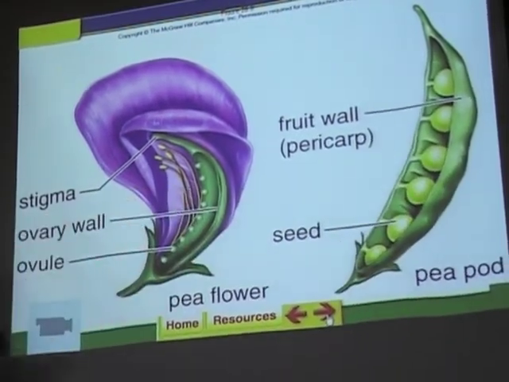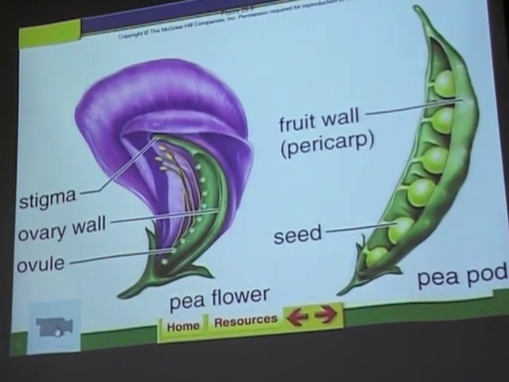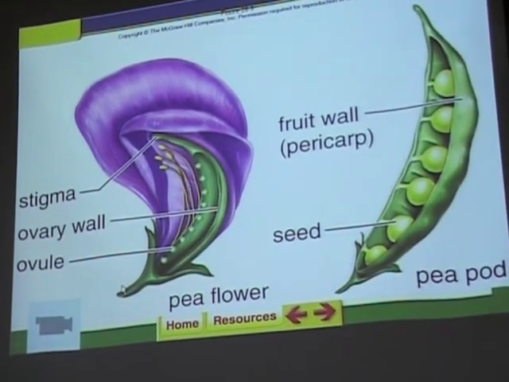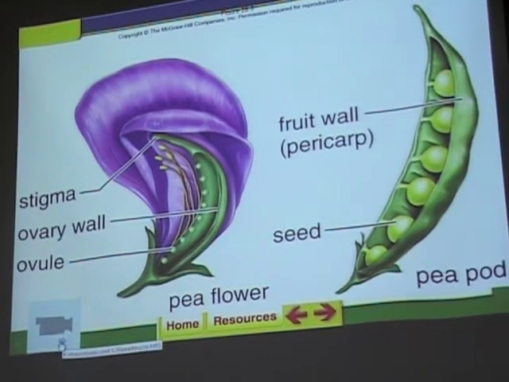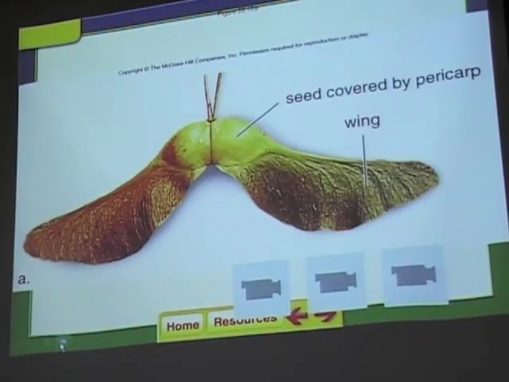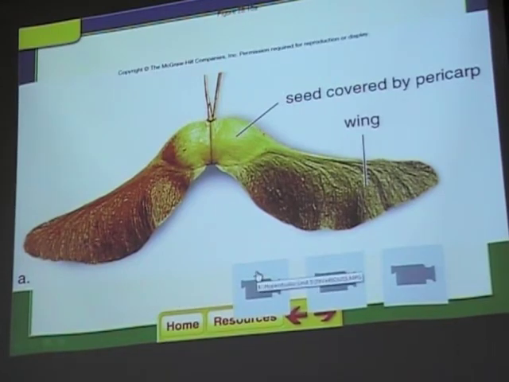Never seen a pea flower. There you go. Are they really purple like that? Yeah, pea flowers are purple. You have seen a pea pod before. You've eaten the pea pod before. You eat green beans, you eat the pea pod.